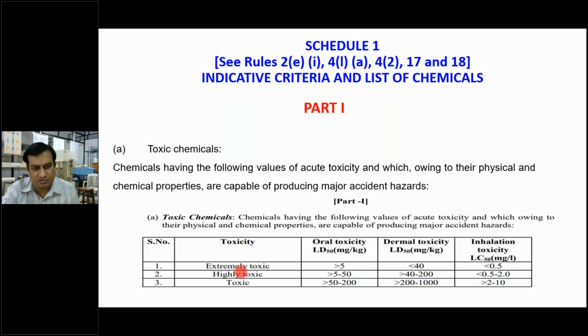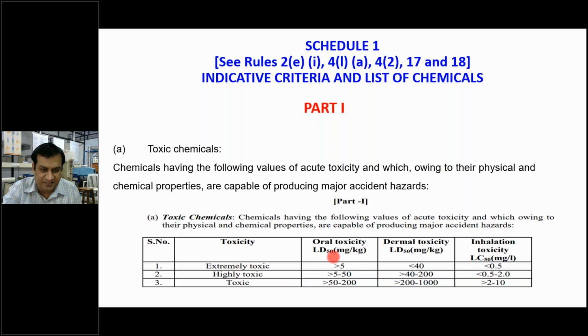So you can observe this table. In this table you can identify the serial number, toxicity. If the chemical is of toxic nature, then toxicity is the characteristic of that chemical. So toxicity may be extremely toxic, highly toxic, or toxic. So how to define this extremely, highly, and toxic? It depends on the LD50 value, that may be through oral toxicity, through dermal toxicity, and LC50 value, that may be through inhalation toxicity.